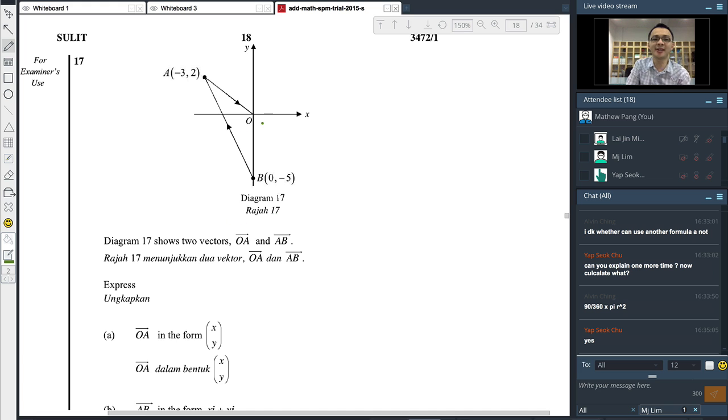Okay, OA, that means from O to A, you have this one. You have coordinates, then it's very easy. So OA is basically equal to -3 and 2. Just write it in column vector. -3 means you move 3 units this side. 2 means you move 2 units up. Alright, so yeah, nothing special.